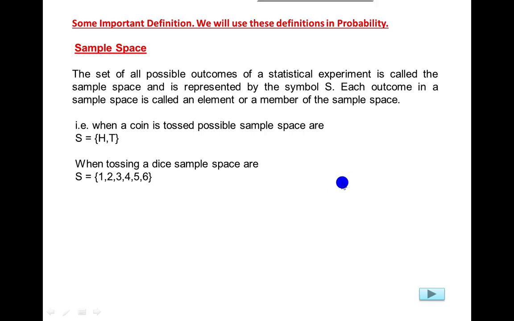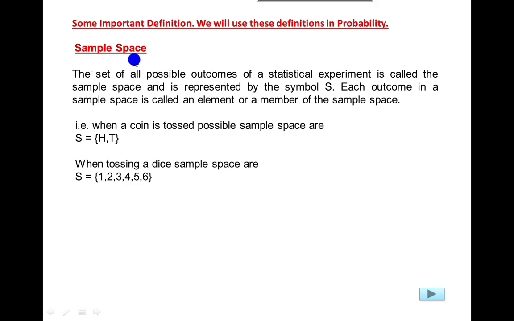Today we will start the second part of your syllabus, that is probability. Before probability, I will explain some important definitions. We will use these definitions in probability. The first definition is sample space.